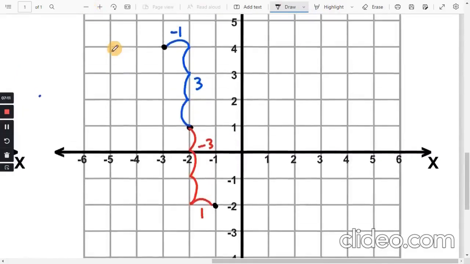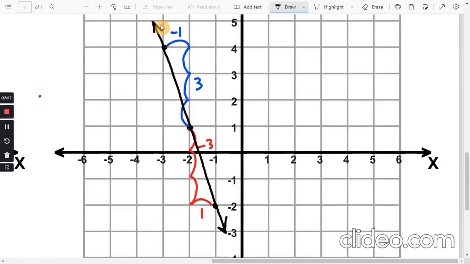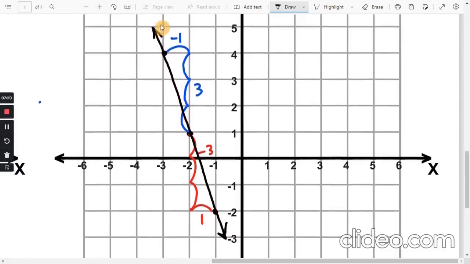And now we can draw in a line. You really only need 2 points, but you just connect these 2 points, and that's your line right there. All right, so you needed to get the starting point and then just apply the slope in either direction. And that's how you graph it.